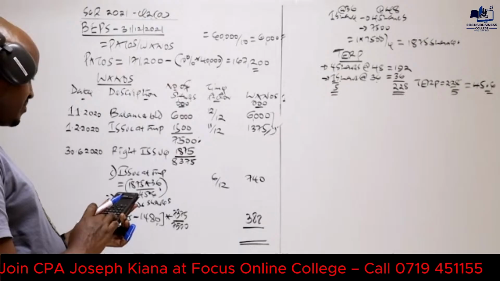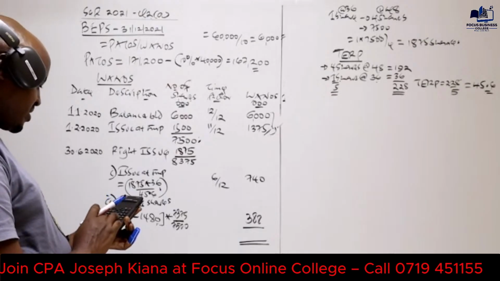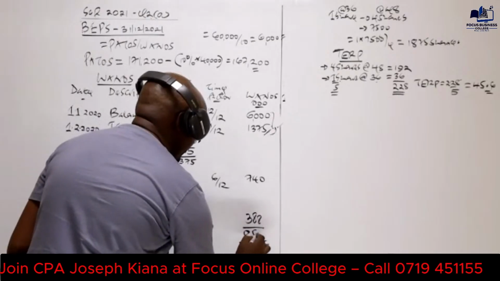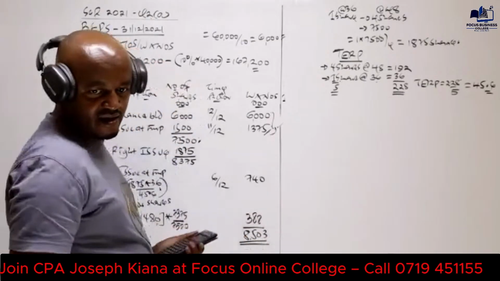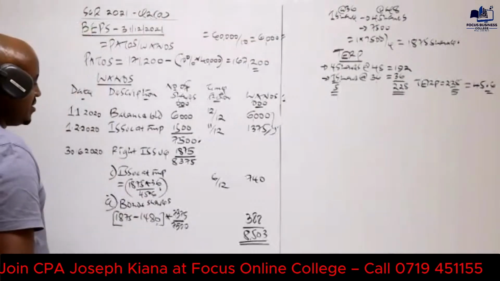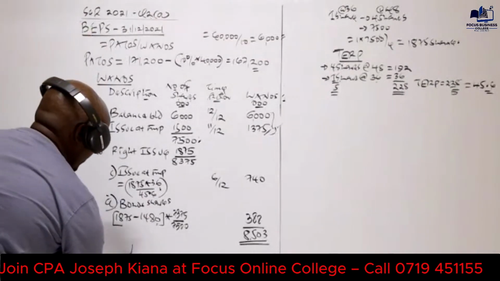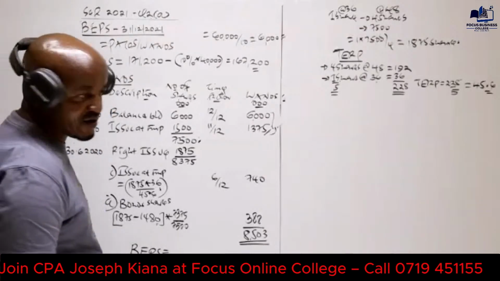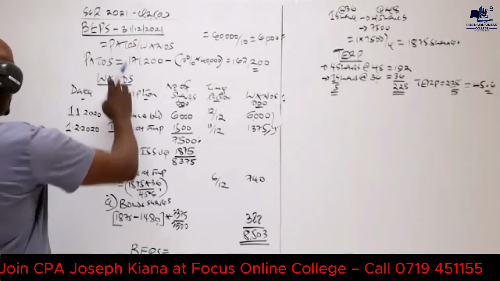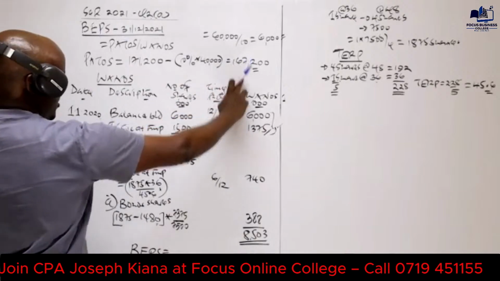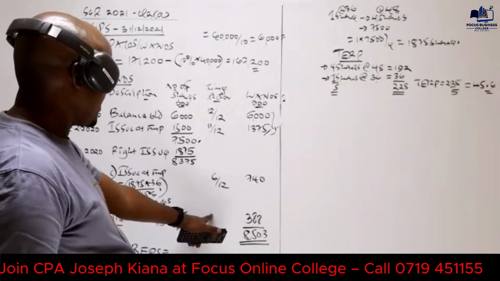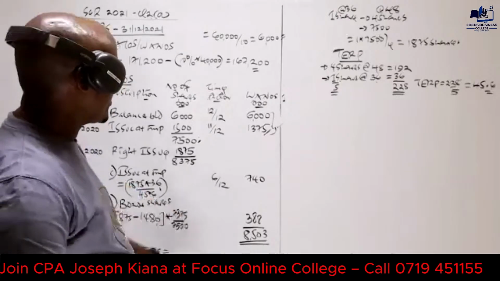So we have 73.75 plus 740 plus 388. I'm getting 85.03. Confirm whether you're getting that value. Yes. Then we compute the basic earnings per share. And I hope our values here are in thousands of shillings. So these values are in thousands of shillings.